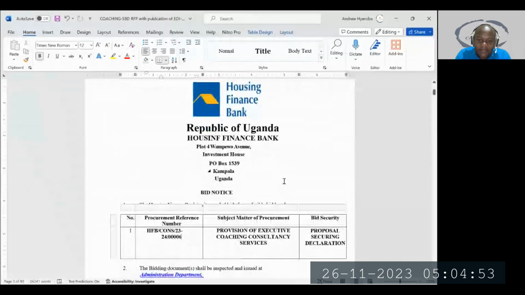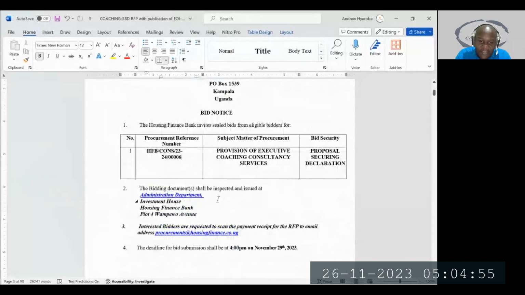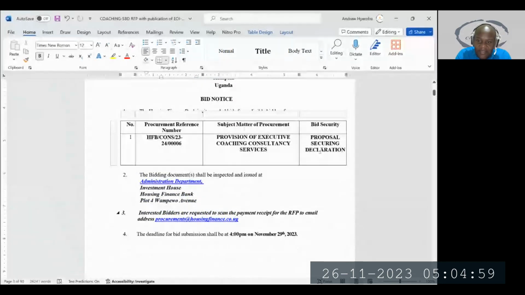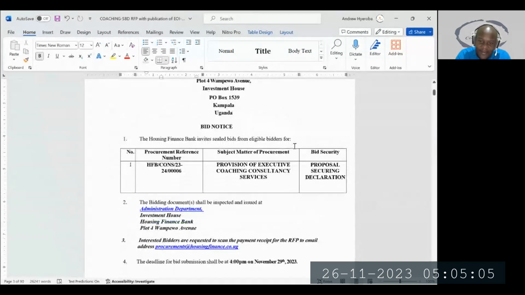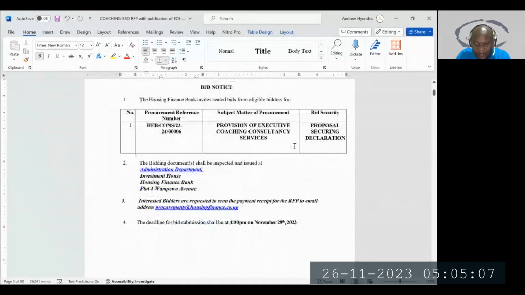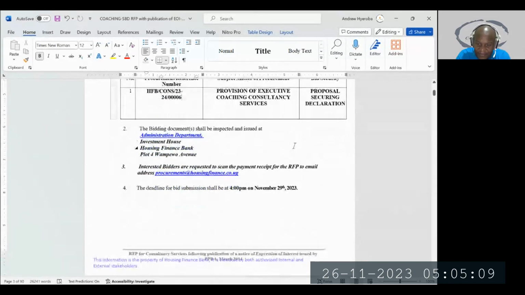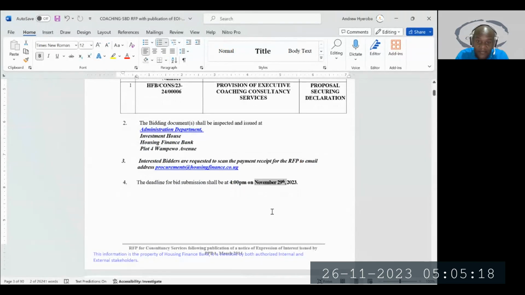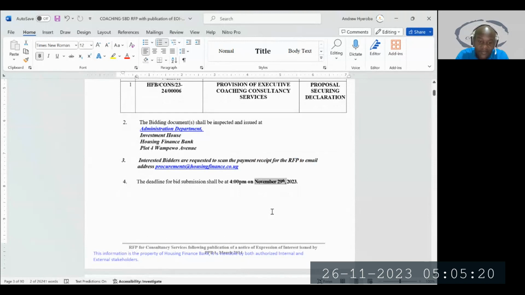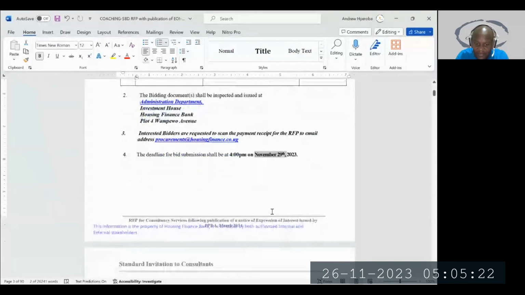It tells us the documents shall be inspected at their offices, and you must have a proposal securing declaration. And if you are eligible, then you apply. The deadline for this is November 29th, which is Wednesday. Tomorrow is Monday, then Tuesday, then Wednesday. In 3 days, this should have been submitted.